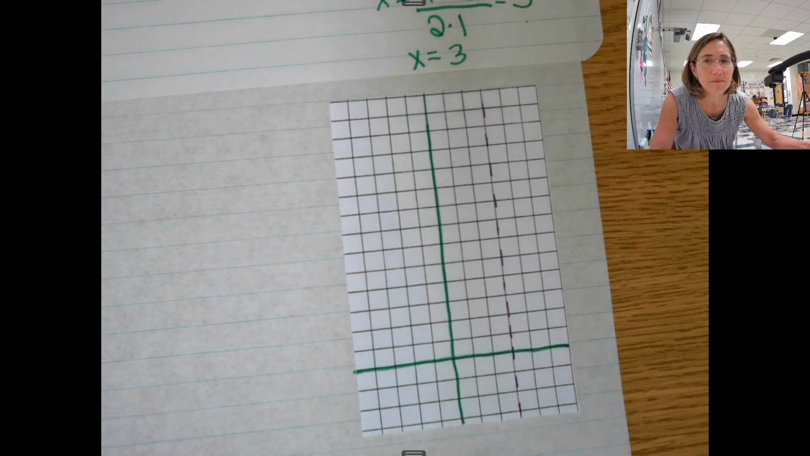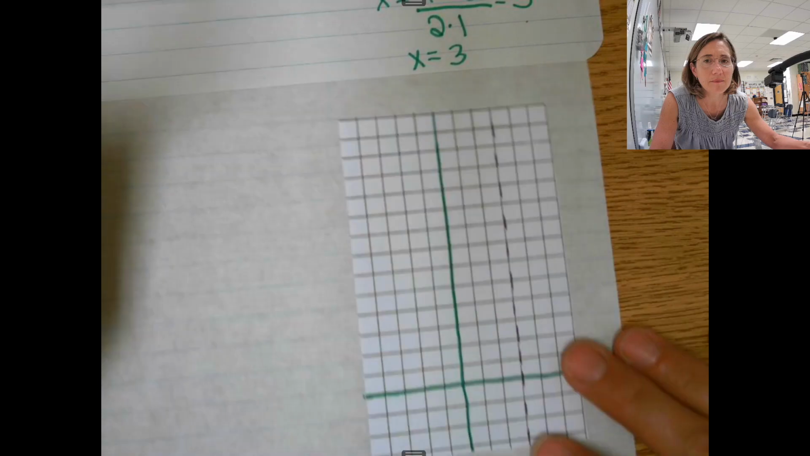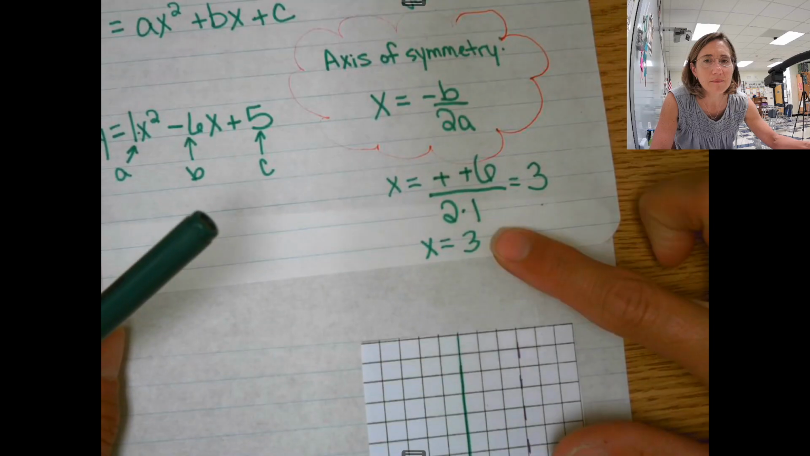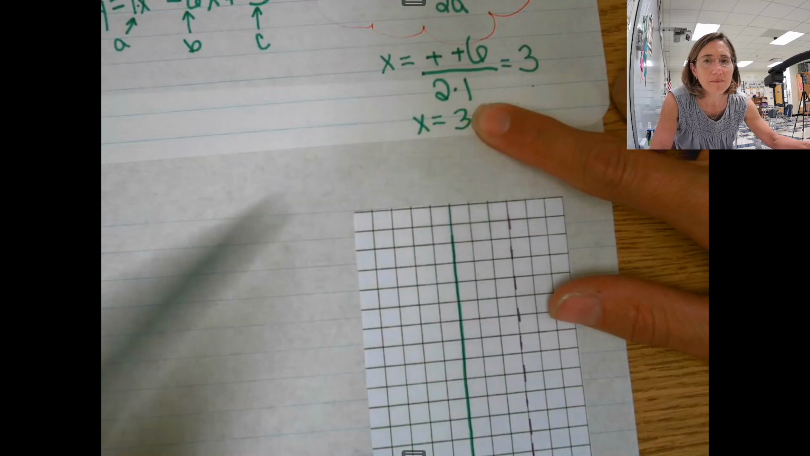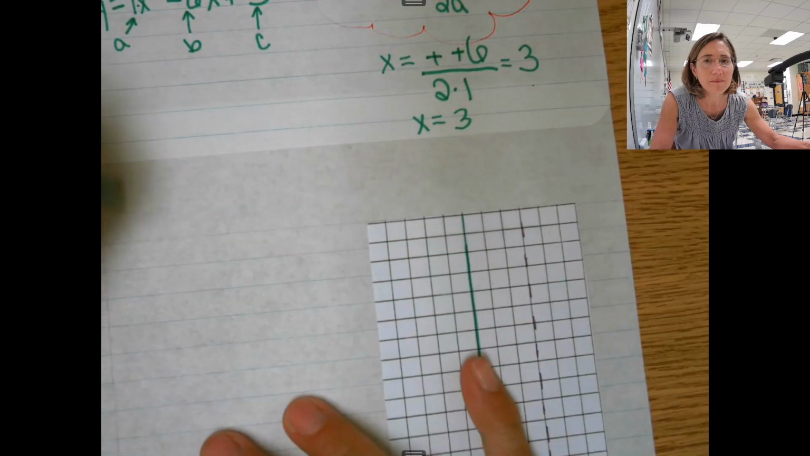So my parabola is going to somehow fold around that line. I don't know where it will begin on that line though, so I need to find where the vertex is. Well, luckily, since we have found the axis of symmetry is at x equals 3, that is half of the battle in finding your vertex as well.